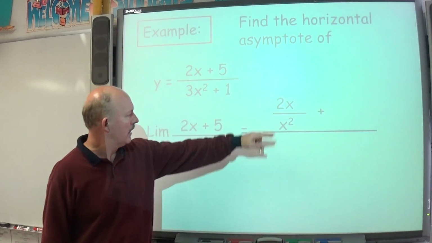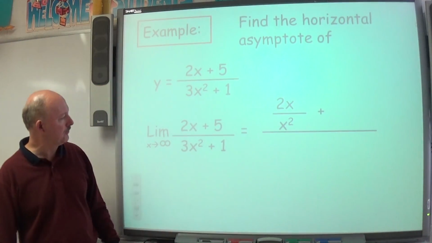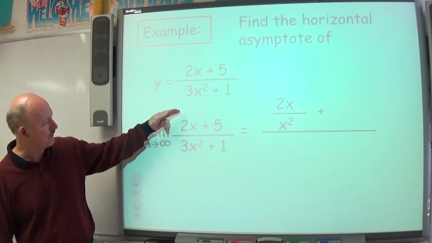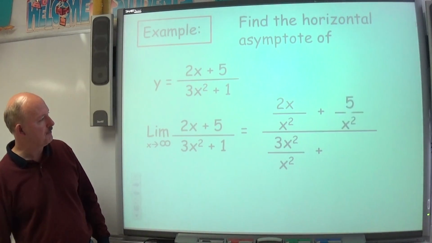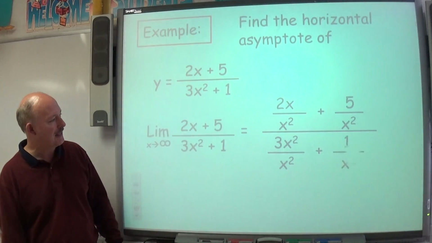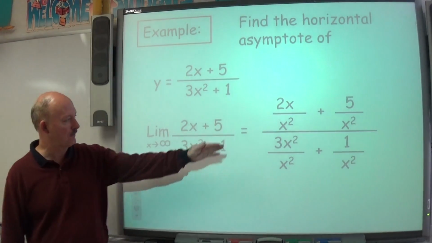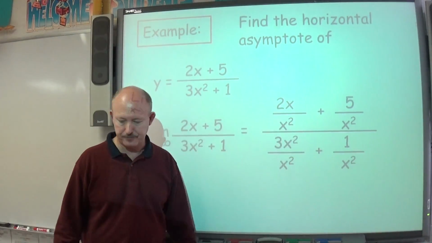So let's do 2x divided by x squared. You take the first term of your numerator here, and divide that by x squared. Let's do 3x squared over x squared. We'll do 5 over x squared, and then 1 over x squared. So we're going to divide everything by x squared.